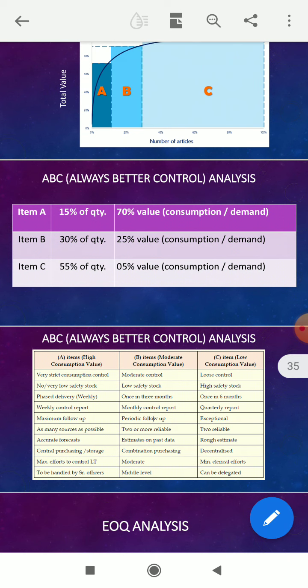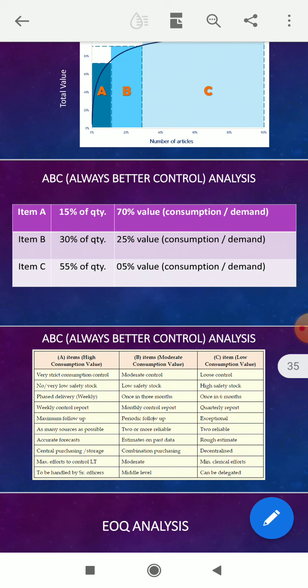We can identify this in a graphical representation. A, items with high consumption value. B, items with moderate consumption value. C, items with low consumption value.